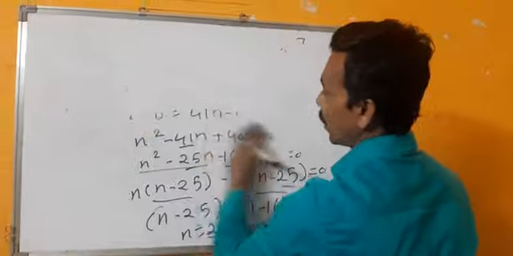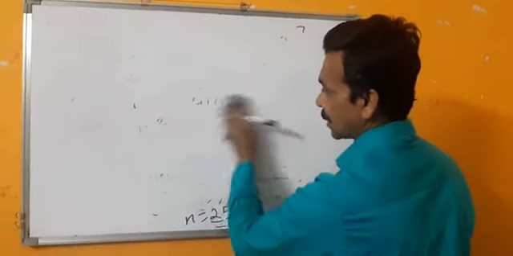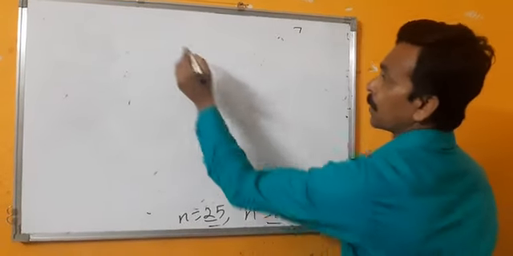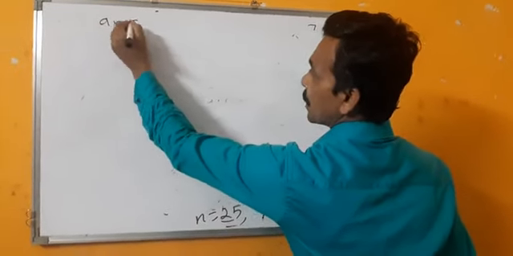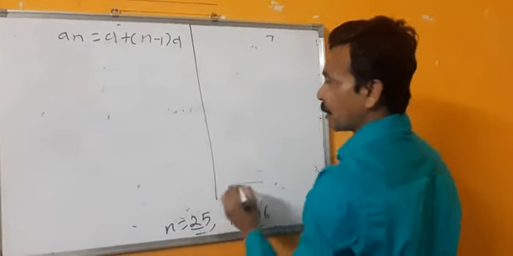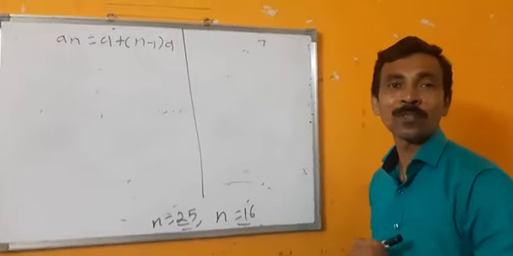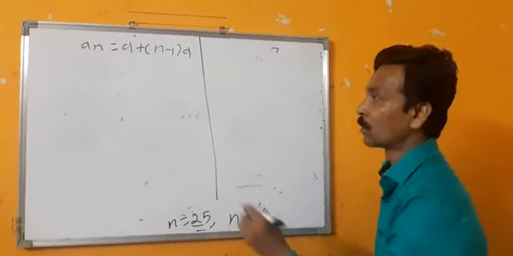In the formula for an, I'll keep the last step. An is equal to a plus n minus 1 into d. I have to write the formula two times because there are two values of n, so we have to check which value will be positive.